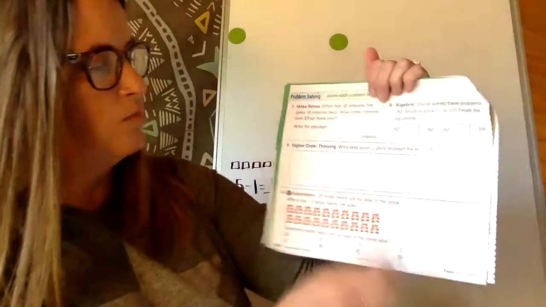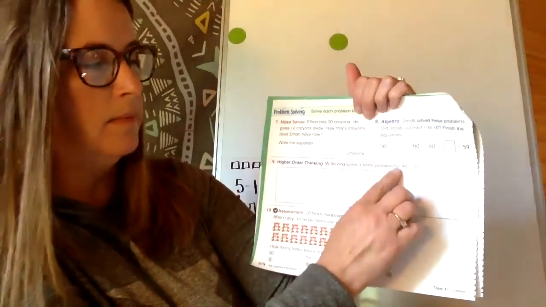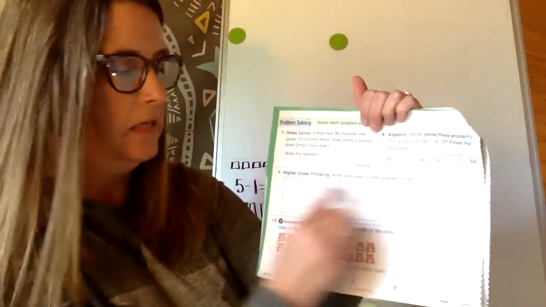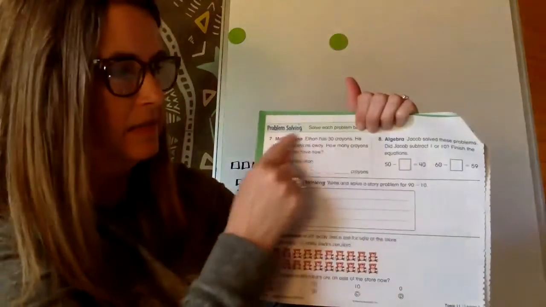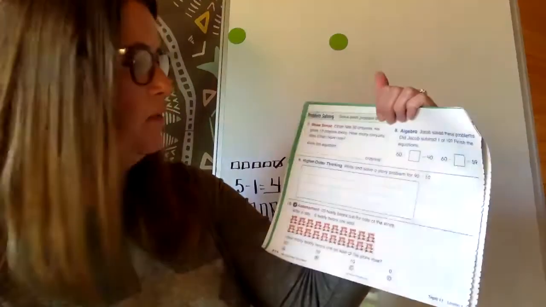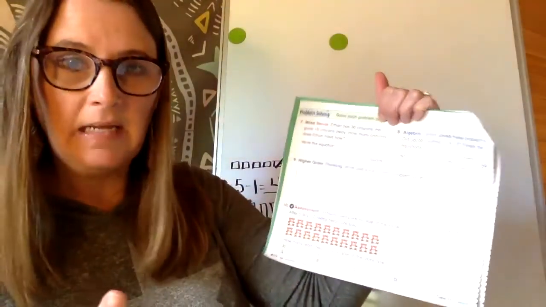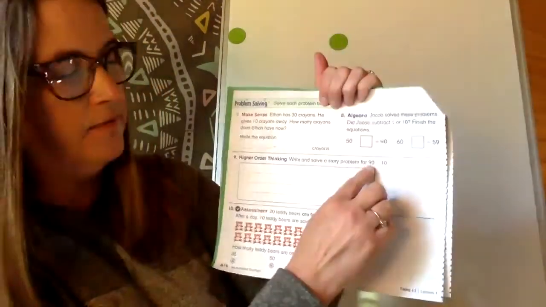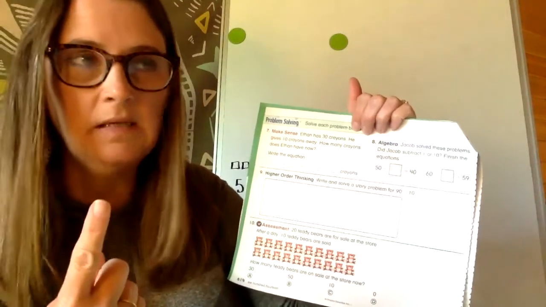Number 9 says write and solve a story problem for 90 minus 10. You get to make up your own story problem. This is like a story problem. Okay, so you're going to write the sentences. You have to write a sentence that tells how many of something they have using these numbers, how many they take away, and then so you'll have 2 sentences, one to tell how many of something they have. You get to pick whatever the something is.